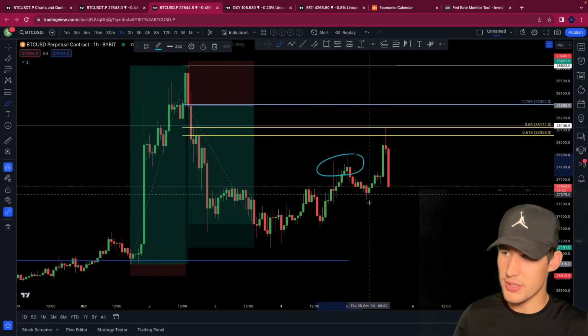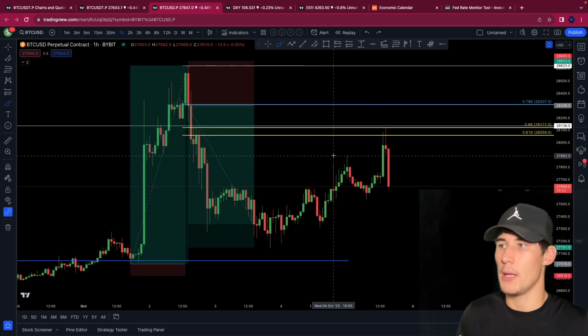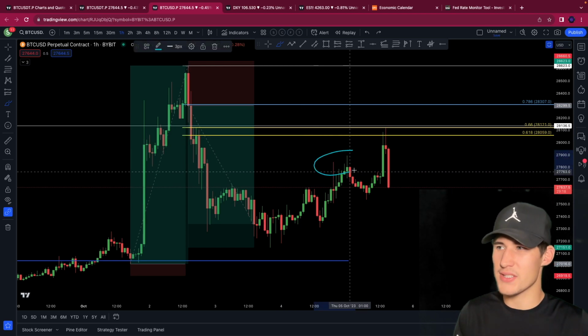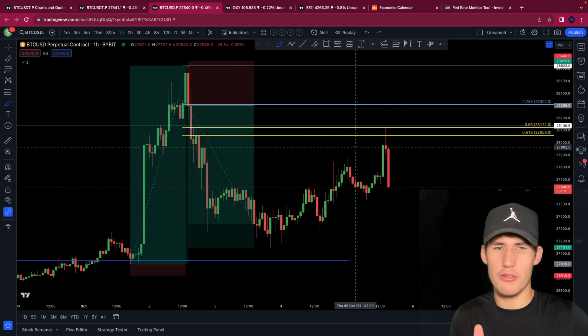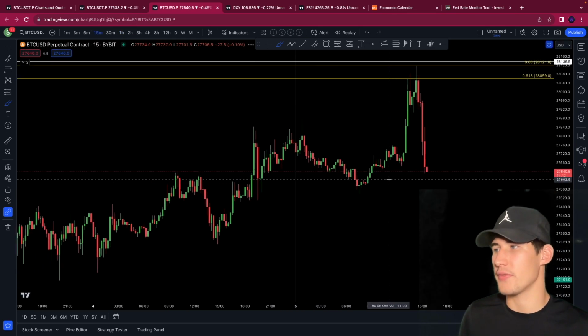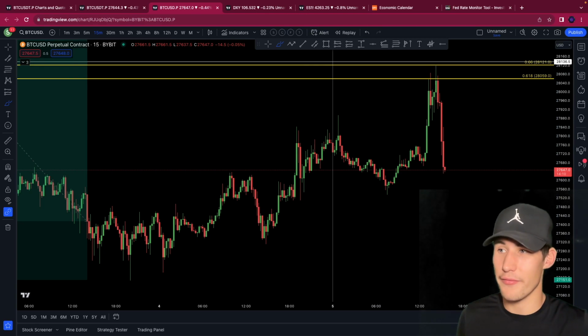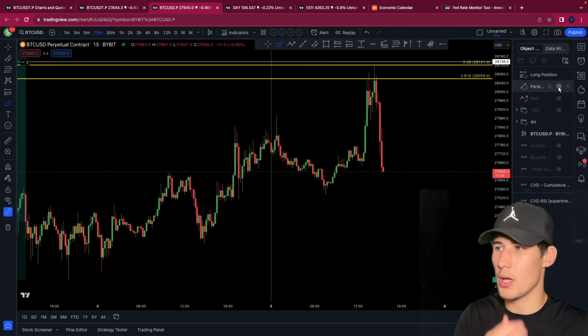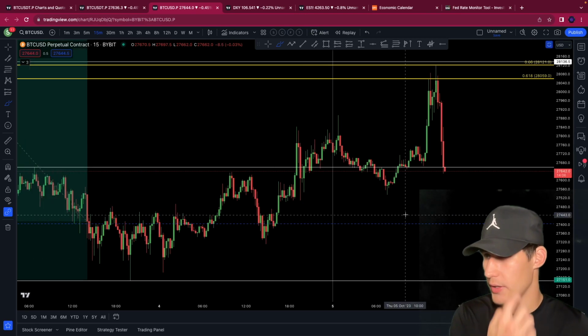Why is that? Well, because this is a very good example of when not to enter a trade and then when to enter into a trade. So for this we need to go into the 15 minute time frame, and we're going to pull up this parallel channel that I have.